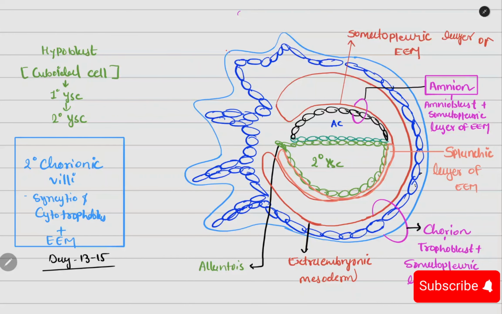Now at the end of week 2, we have two types of trophoblast, syncytiotrophoblast and cytotrophoblast. Two types of embryoblast, hypoblast and epiblast. Two cavities, amniotic cavity and yolk sac cavity, and two layers of extraembryonic mesoderm, splanchnopleuric layer and somatopleuric layer. That's why week 2 is called the week of twos.